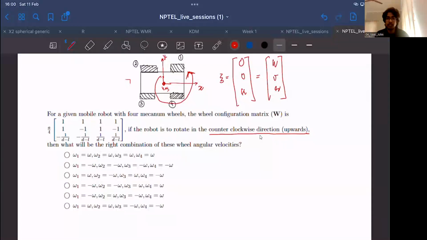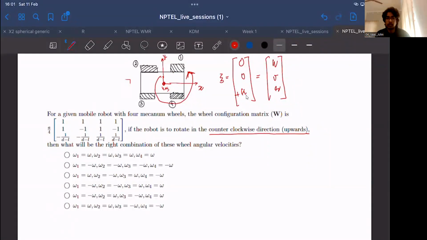So as per the question, we should interpret it such that our zeta vector is 0, 0, k. It says the robot should rotate in counterclockwise direction, so our zeta vector would be 0, 0, some positive constant. As the robot is rotating in the counterclockwise direction, the rotation is about the positive z-axis. So our vector should be 0, 0, k.